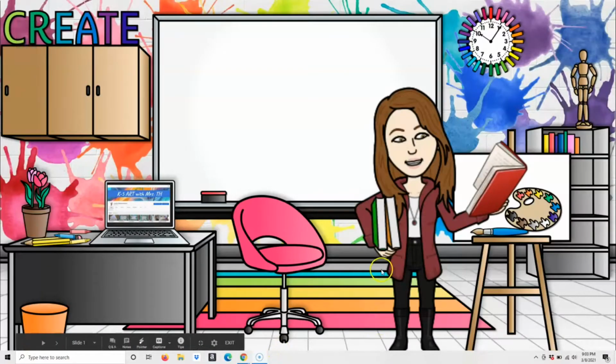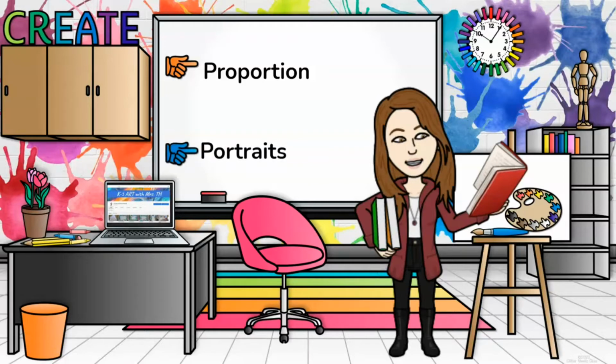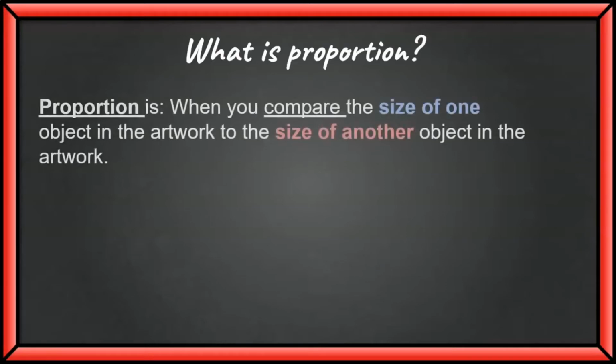Okay, so for this lesson, we're going to talk about the principle of proportion, and we're going to apply it to a realistic portrait, or more specifically, a self-portrait, so a picture of you. What is proportion, you may ask? Well, it's when you compare the size of one object in an artwork to the size of another object in an artwork. Everything has to be the right size compared to the other objects, or it won't look real.